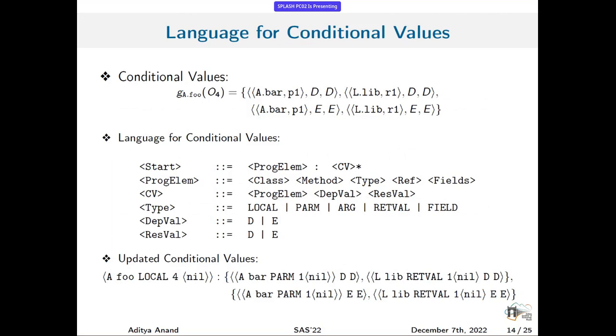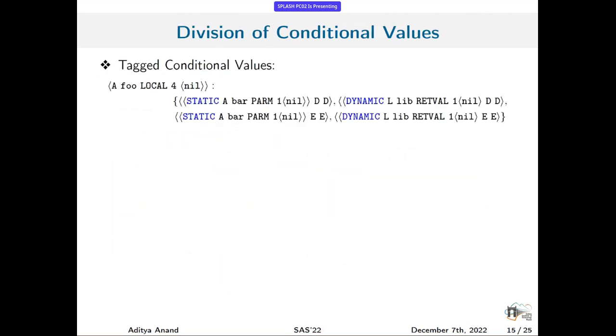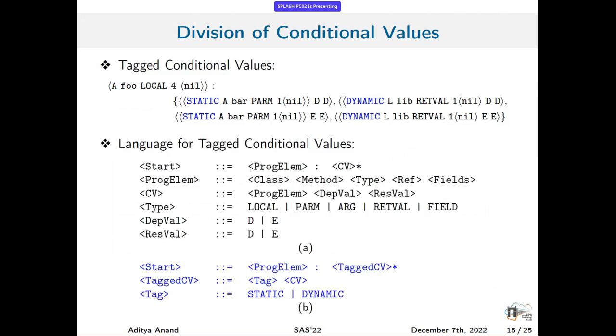Further, as we said, in partial evaluation we divide the input into static and dynamic parts. In a similar way, we divide our conditional values in a static and dynamic way. We divide the conditional values and make a new conditional value, which we call tagged conditional values. The language for that will look like this, where we have static and dynamic appended before the conditional values.